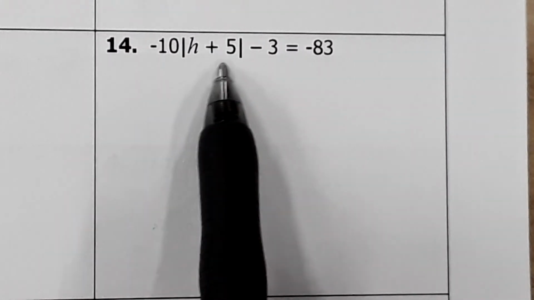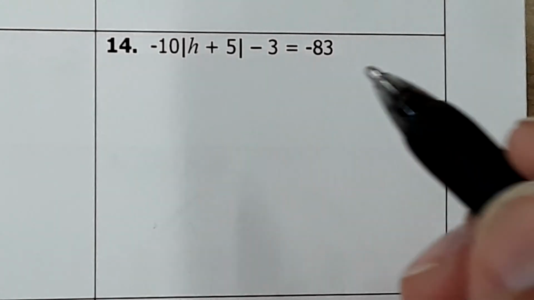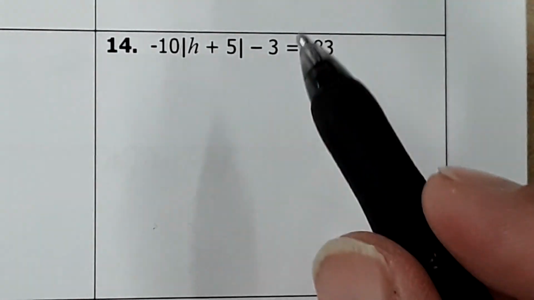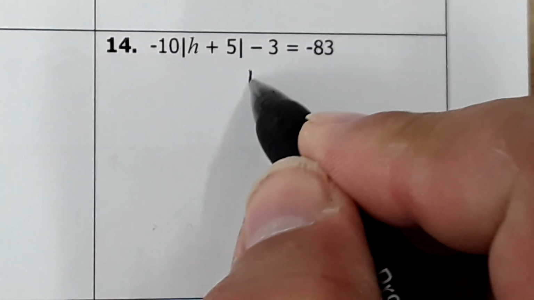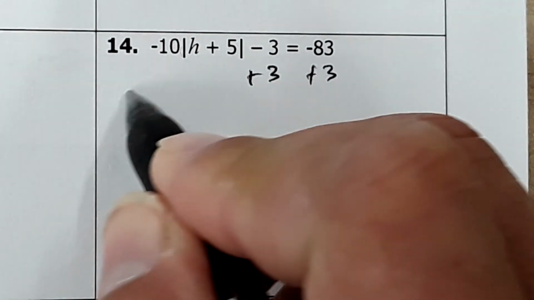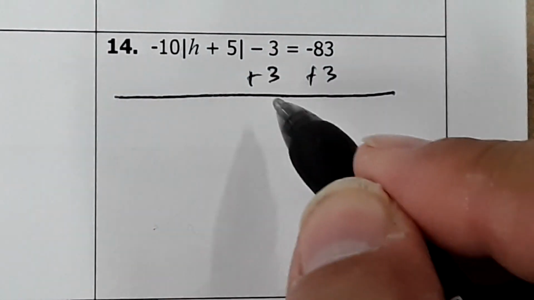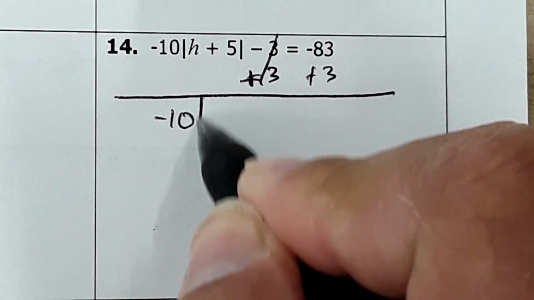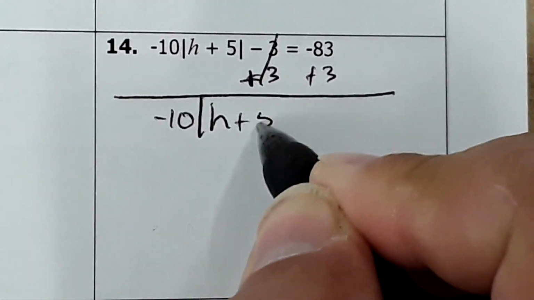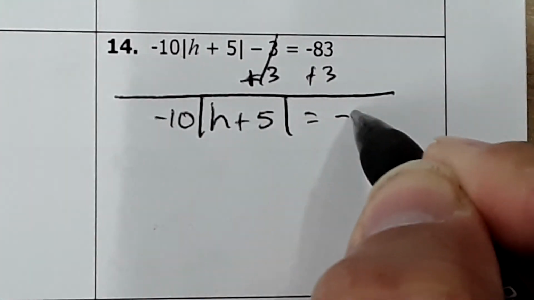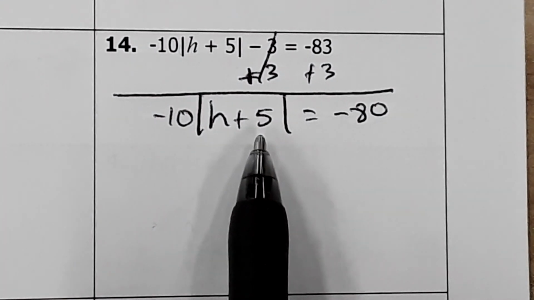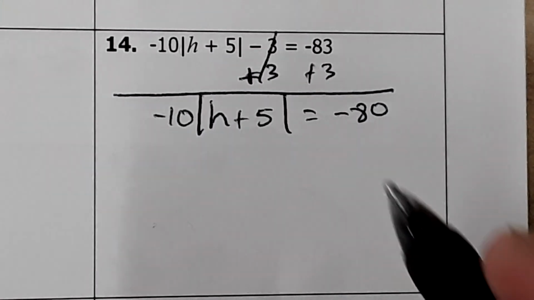However, to get the absolute value bars by itself, the steps that I would take are the same as if this was just a variable that I was trying to isolate. I would add 3 first, because I'm undoing that subtraction. That would get rid of that, and I'm left with negative 10 times the absolute value of h plus 5 equals negative 80.